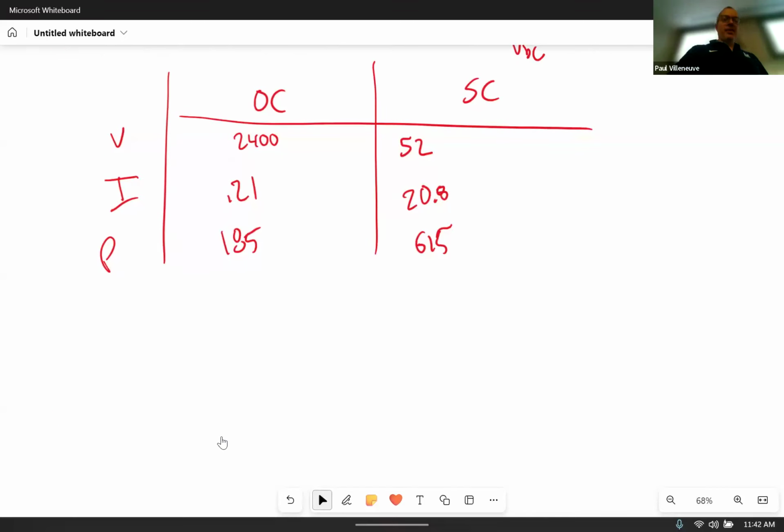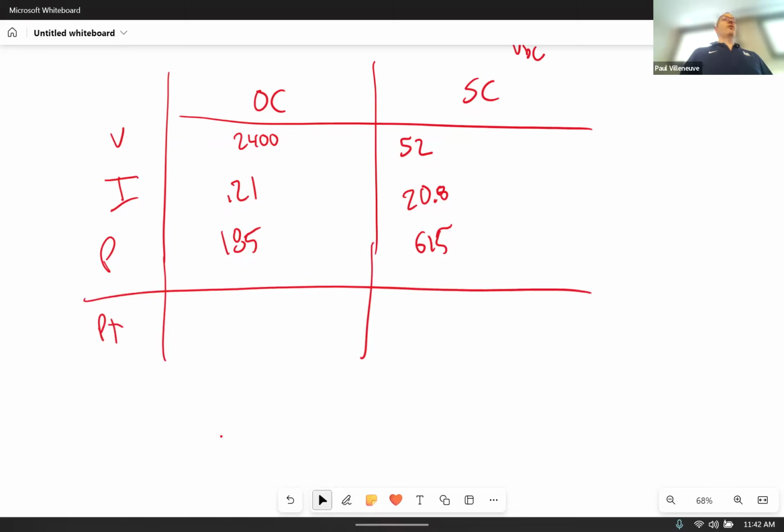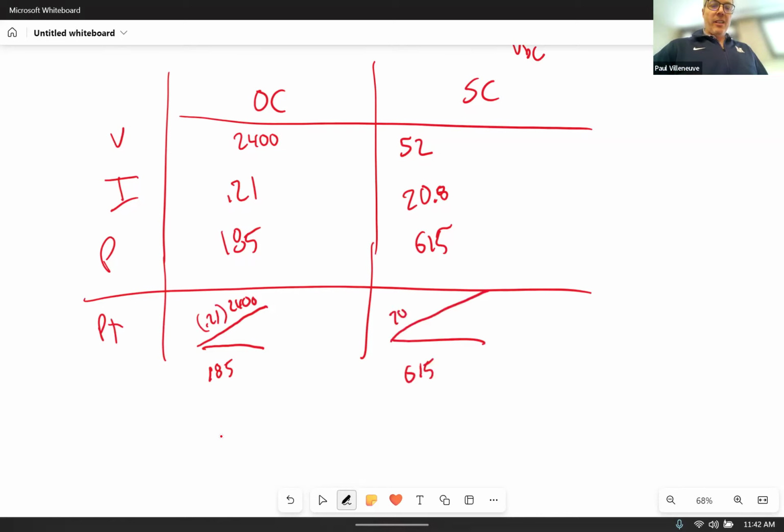So if you want to keep it on the table, do my power triangle. So I'm going to calculate this. This is where I'm doing my calculations. So this is not P total, this is power triangle. I have 185. I have 0.21 times 2400. Over here, I have 615. I have 20.8 times 52. Now I can calculate theta open circuit and theta short circuit.